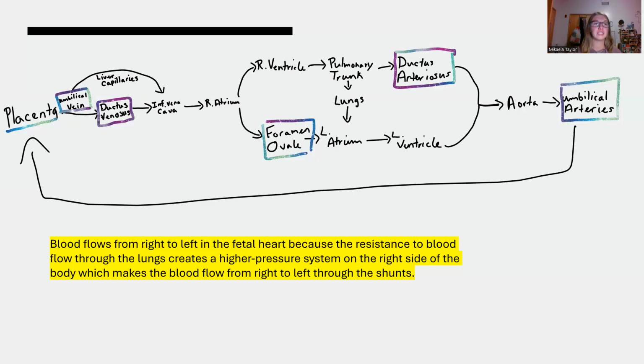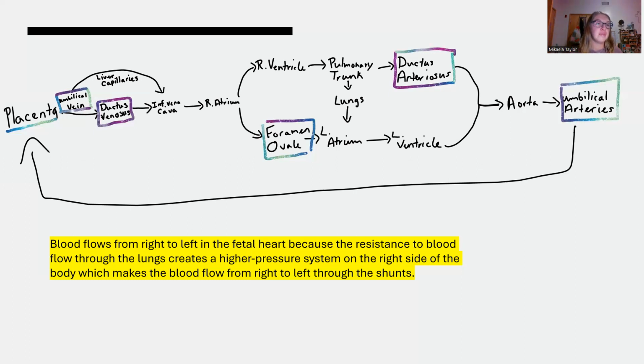So going through this diagram that I've drawn, I've highlighted with a fancy color the different structures which are different in a fetus than they are in an adult. The placenta is obviously the temporary organ. The umbilical vein is what is taking blood to the heart. So it's taking oxygenated blood from the mother, ultimately from the placenta, into the fetus.